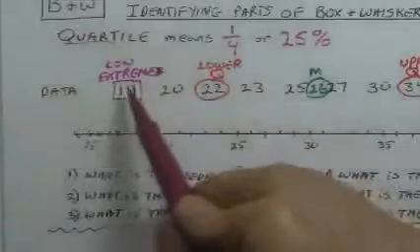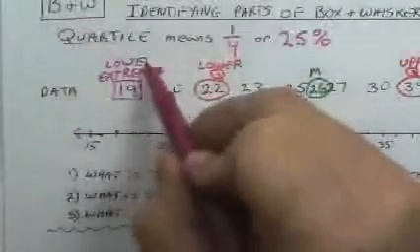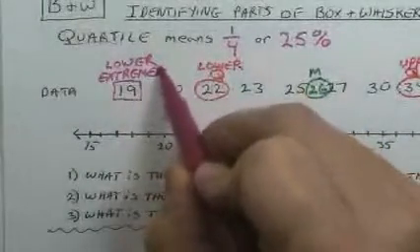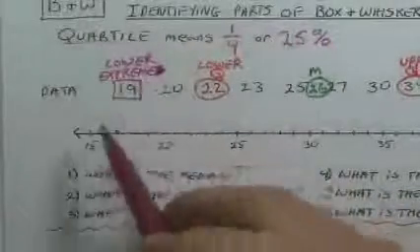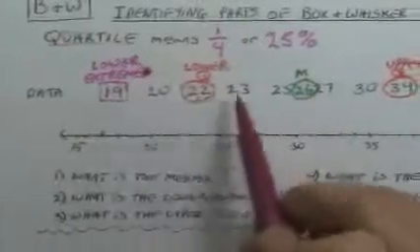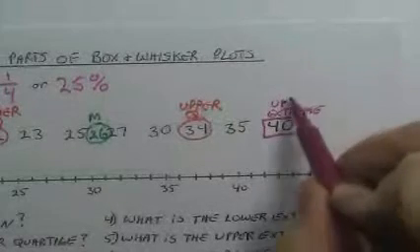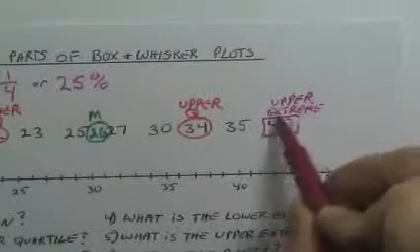Now the very bottom number has a name. It's called the lower extreme. I just made a spelling error there, so I scratched that off. Lower extreme, because it's extremely low. And what do you think the last number is called? That's right. That's called the upper extreme. Upper extreme.